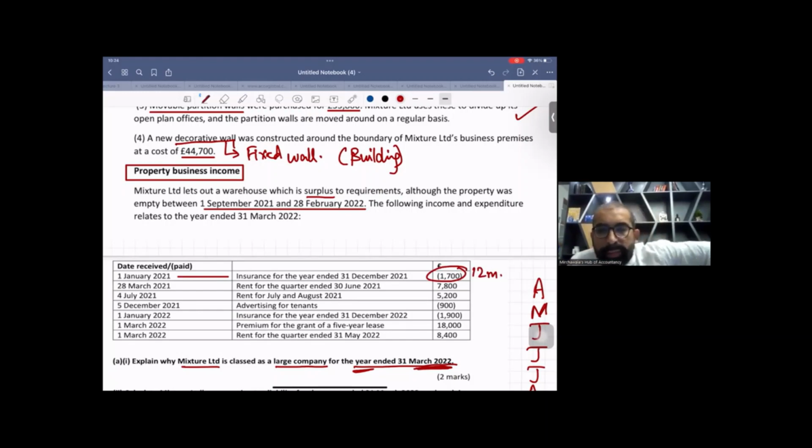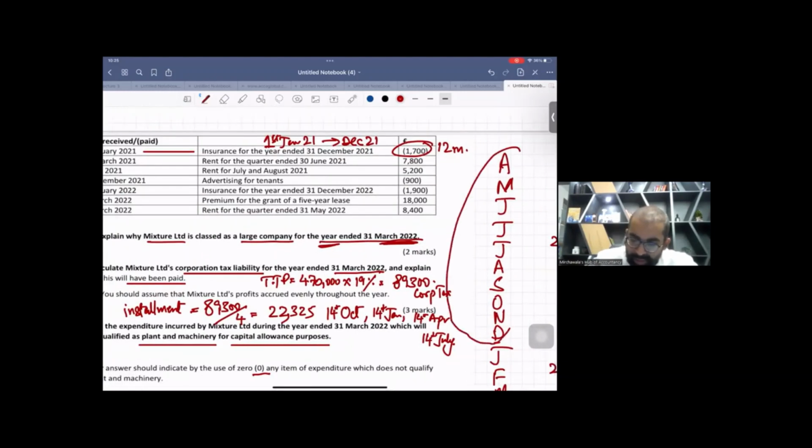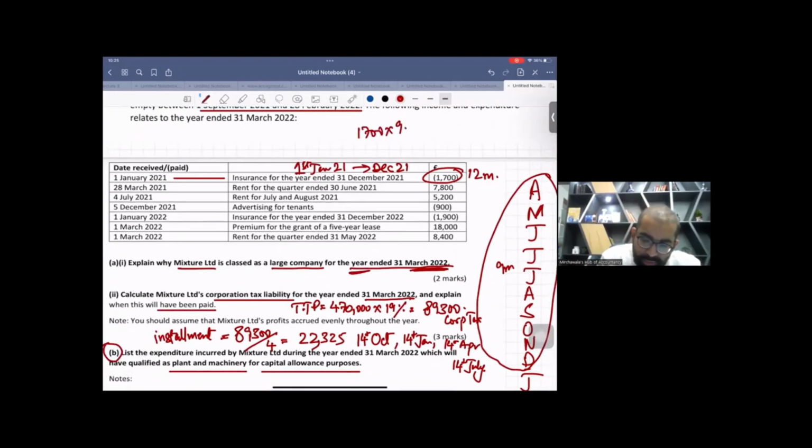Insurance for 12 months, from 1st January 21 to December 21. How many months out of these 12 months lie in our accounting period? Tell me. These 9 months lie in our accounting period. So we'll take 1700 times 9 upon 12, because now it's accrual basis, not cash basis. Just count the number of months which fall in your accounting period. So it's 9 months.